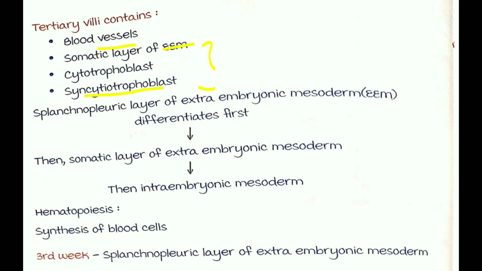So I said mesoderm differentiates into blood vessels. Which mesoderm will differentiate, because we have many subdivisions of mesoderm? The first mesoderm to differentiate into blood vessels is the splanchnopleuric layer of the extraembryonic mesoderm. Then comes the somatic layer of extraembryonic mesoderm. Then afterwards comes the intraembryonic mesoderm.